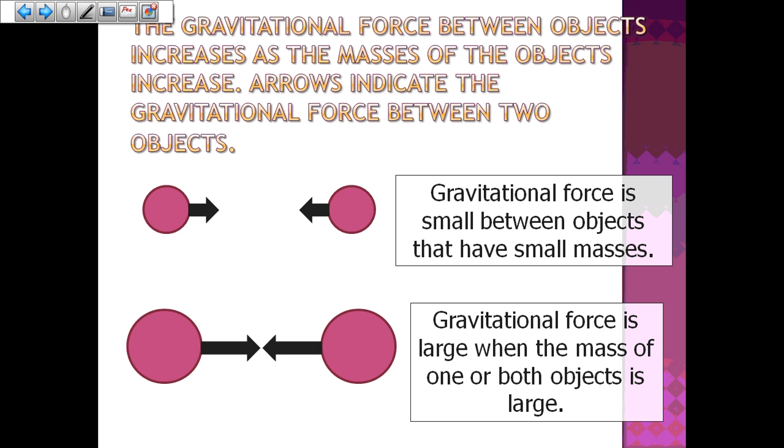However, with the distance, if you have two objects and they are further apart, the further they are away from each other, the weaker the gravitational force is going to be. And then when you move them closer together, the stronger it's going to be. So those are the two factors that affect the gravitational force between objects. It's going to be the mass and the distance.